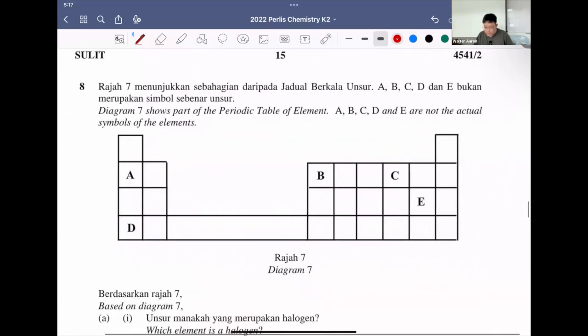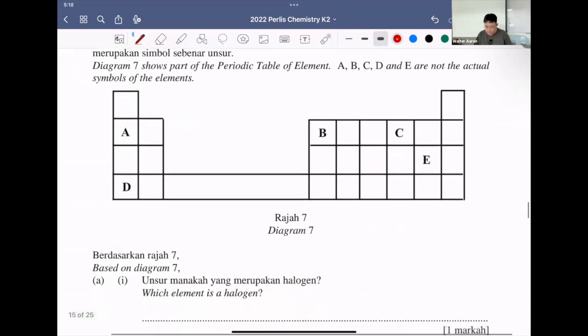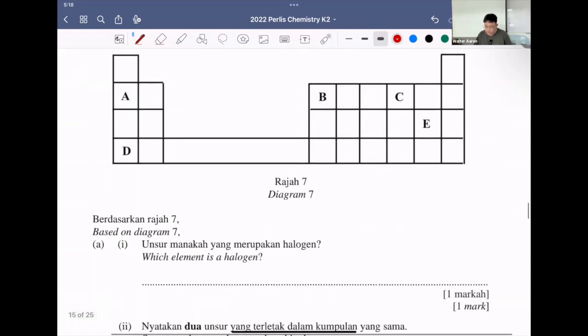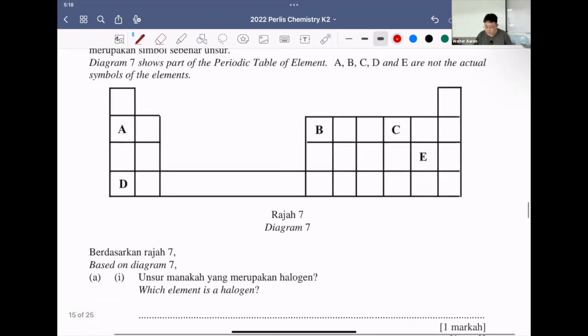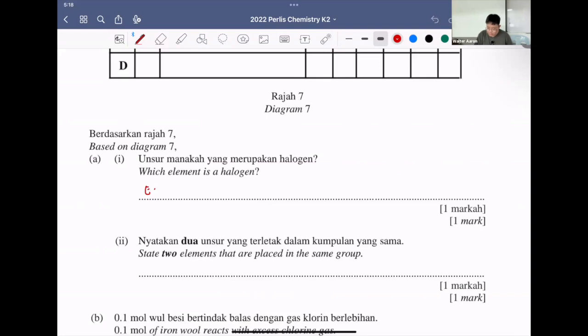Diagram 7 shows part of the periodic table. Elements A, B, C, D, and E are not the actual symbols of the elements. Now, which element is a halogen? Halogen is usually located at group 17. So this is supposed to be group 17, and this is supposed to be group 18. So you can just put here element E. Just put E, you get 1 mark already.